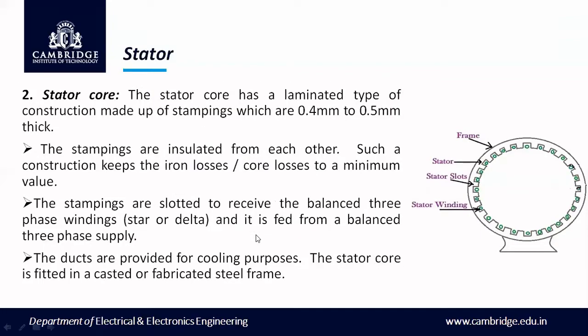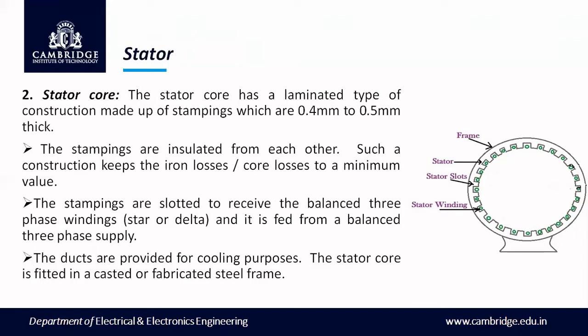And the next one is the stator core. So in the stator, the outer part is the stator frame. The second part of the stator is the stator core. The stator core has a laminated type of construction made up of stampings, which are 0.4 mm to 0.5 mm thick. So here the core is not a complete solid material. The core will be of laminated construction made up of stampings.